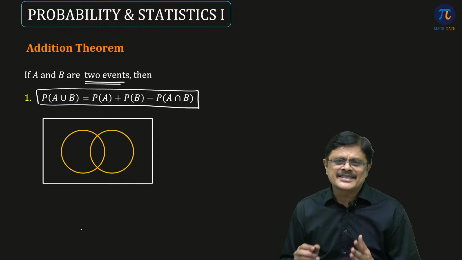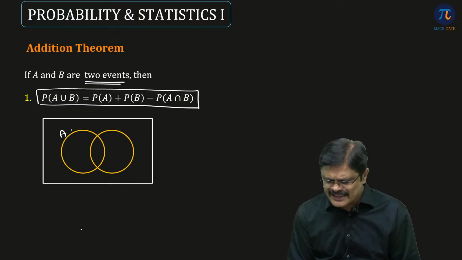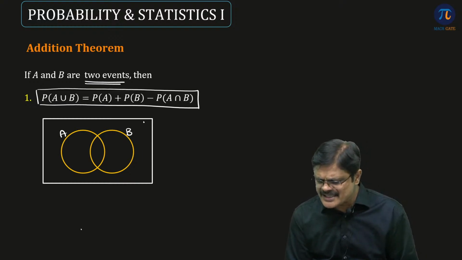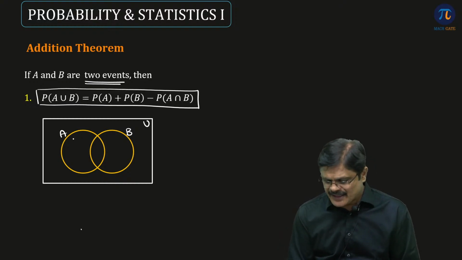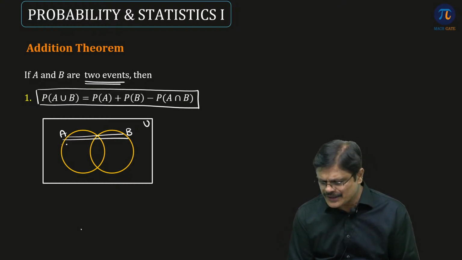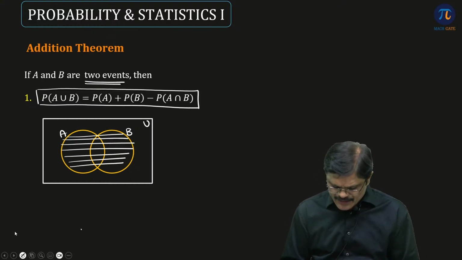See, the idea is like this, my dear friend. This is the set A, this is the set B, and this is the universal set. When you are looking for A union B, it means this entire part. Okay.